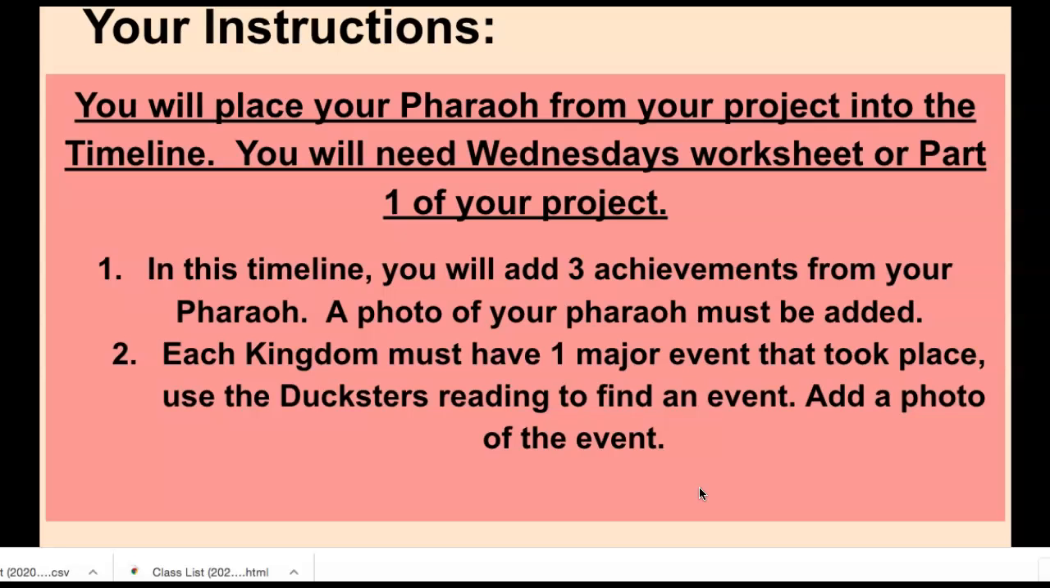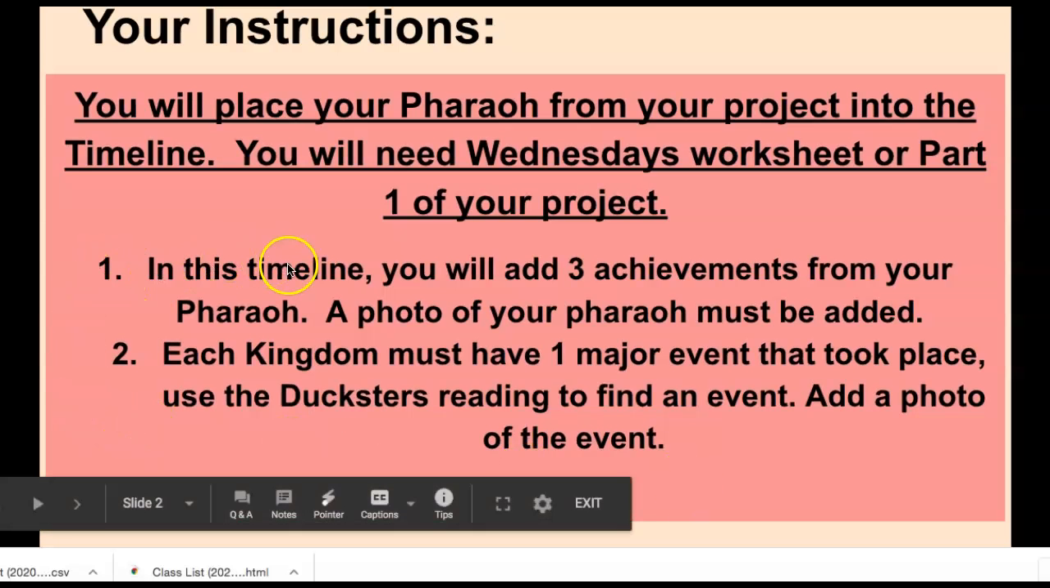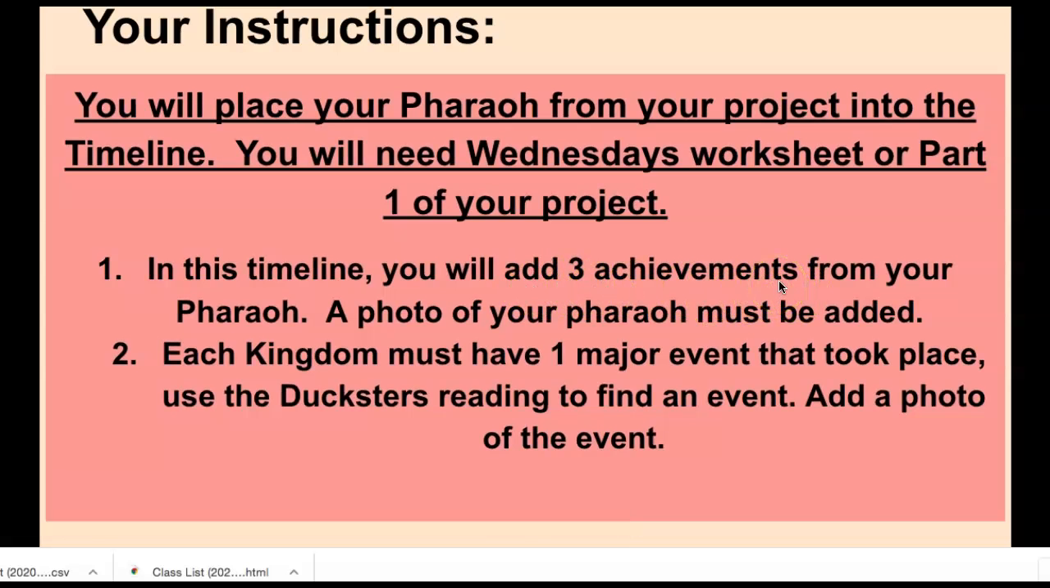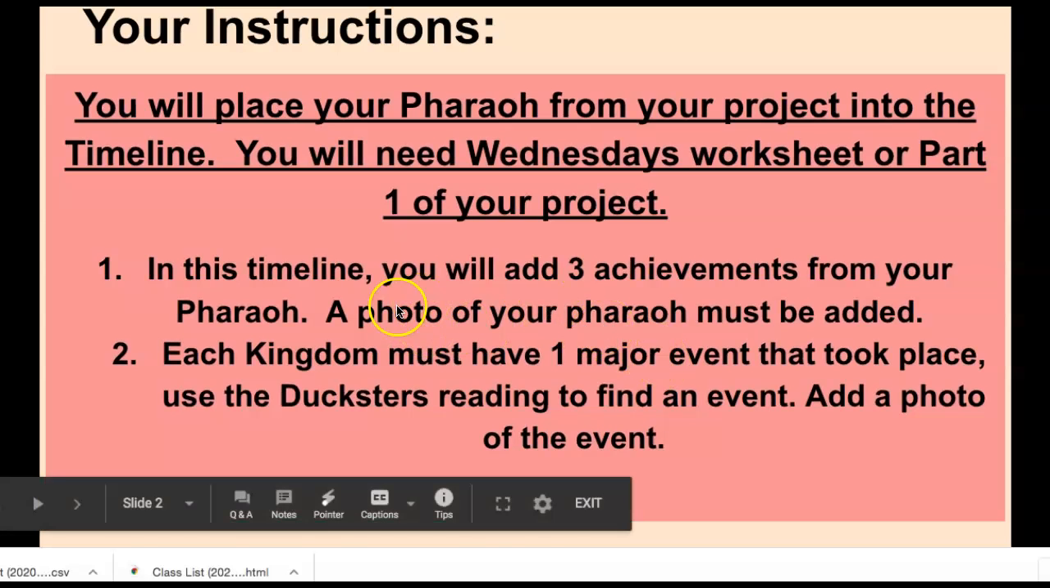You will need Wednesday's worksheet or part 1 of your project, either one, because you need to know the name of your pharaoh, the time frame of when that pharaoh was king, and their achievements. 1. In this timeline, you will add 3 achievements or accomplishments from your pharaoh, and that should be in your Wednesday's worksheet or part 1. A photo of your pharaoh must be added.